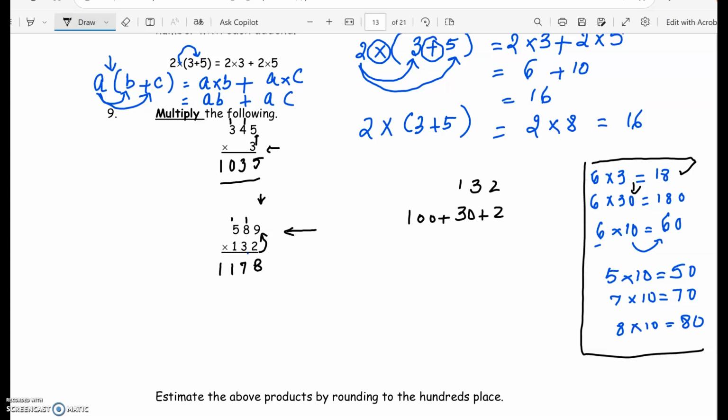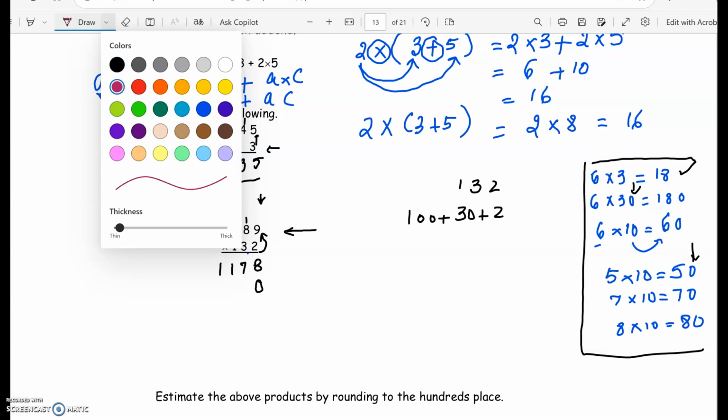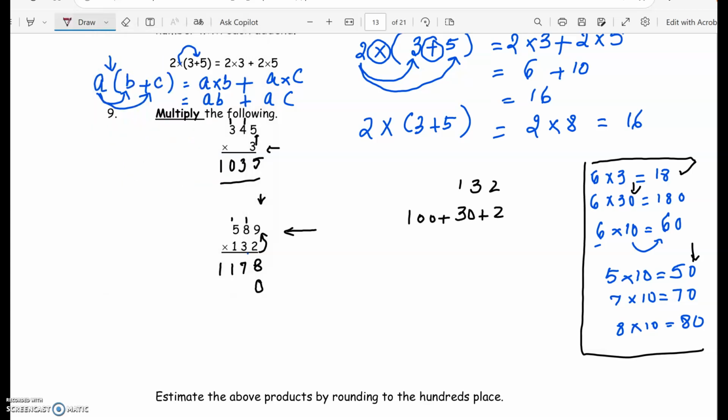6 times 10 is 60. 5 times 10 is 50. 7 times 10 is 70, 8 times 10 is 80, just adding a 0 at the end. So if my 3 is really a 30, all I have to do is add a 0 at the end. Make sure you're lining up the digits correctly. Now I'm going to multiply 2 with each of the digits, starting with the 9 and carrying over as necessary.